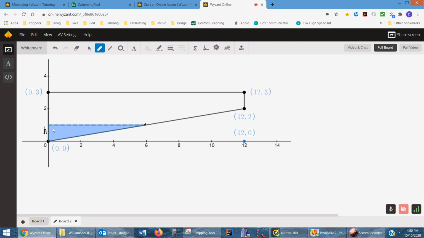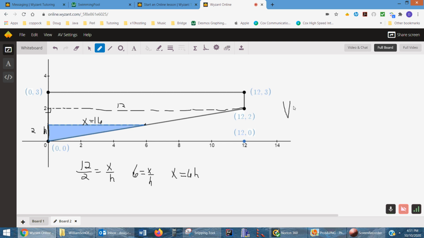So if this is H, and I redraw this right here, this is 12, this is 2, this is X, this is H, then the relationship is 12 is to 2 as X is to H using triangle similarity. Or 6 equals X over H, or X equals 6H. Why am I doing that? Because I want a formula for the volume in terms of H.